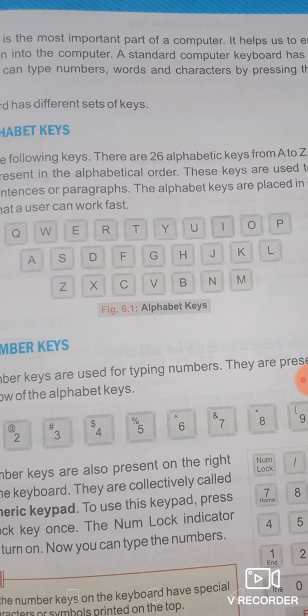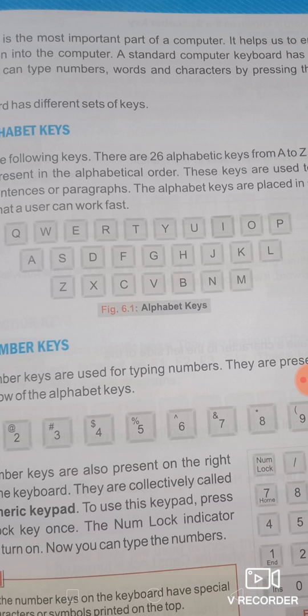These keys are not arranged in a sequence. The alphabet keys start from Q and end on M. So the sequence is not as you have learned, ABCD, but from A to Z you will find all the alphabet keys here. These 26 alphabet keys from A to Z are called alphabet keys, and these are not present in alphabetical order as I told you.